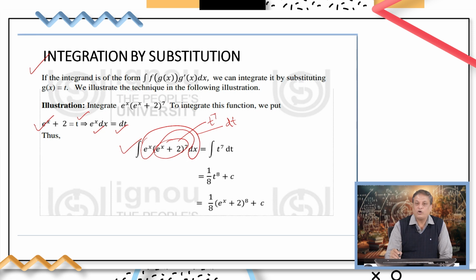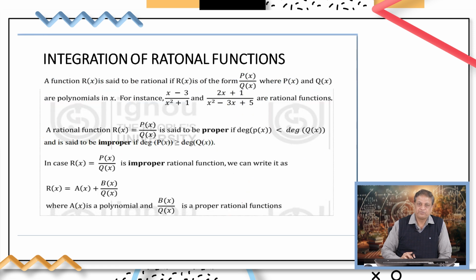So, the overall equation got resolved into the integral of t^7 dt, and by using the power rule, the integral of x^n dx equals x^(n+1) over n+1, we got t^8 by 8 plus the constant of integration. Substituting back, we got (e^x + 2)^8 by 8 plus c. This is how we learned to solve integration by using the method of substitution.